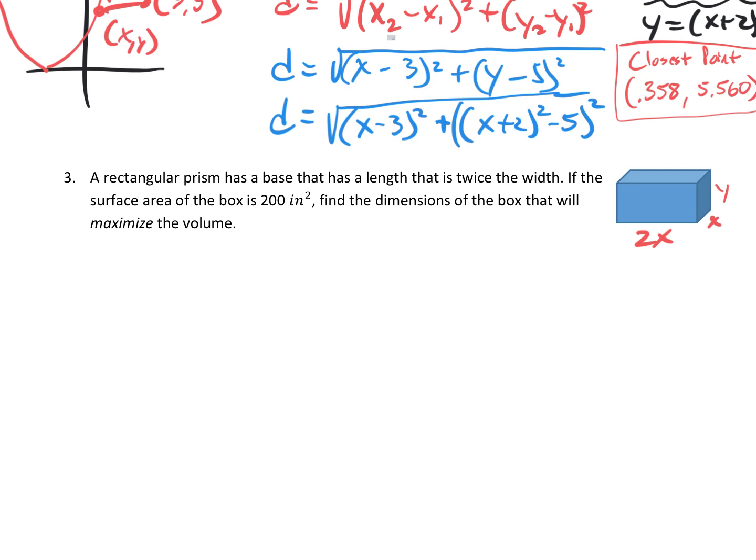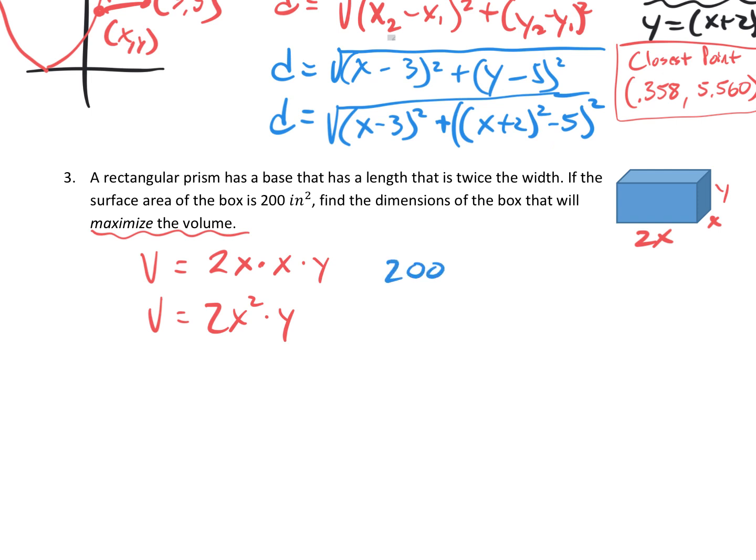So let's make an equation here. We've got a volume, which we're trying to maximize. Volume is length times width times height. That's something that we should know. 2x times x times y, or 2x squared times y. Now we also know something about the surface area. Okay, the surface area is 200 square inches. This will be our secondary equation. Let's get a different color for that.